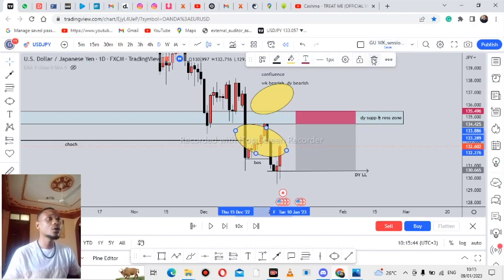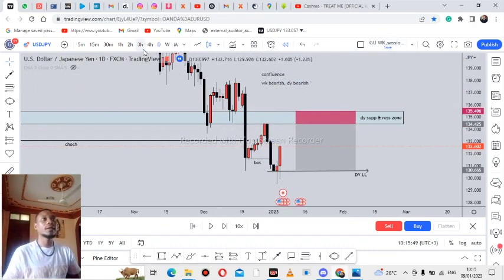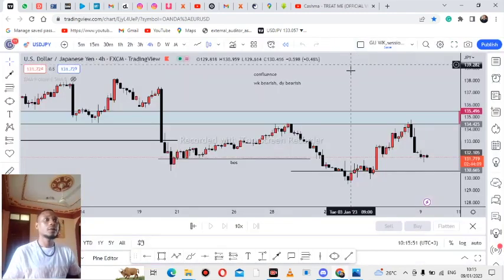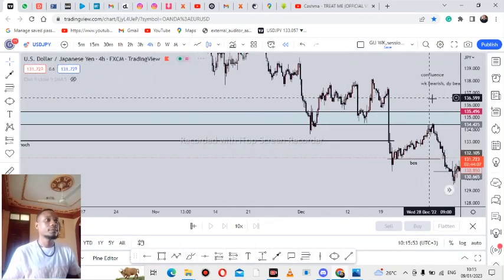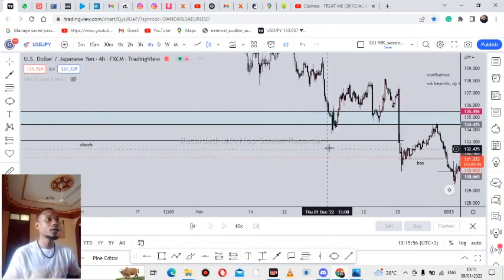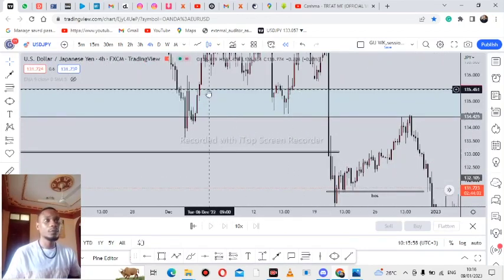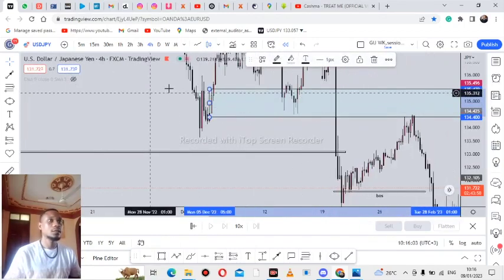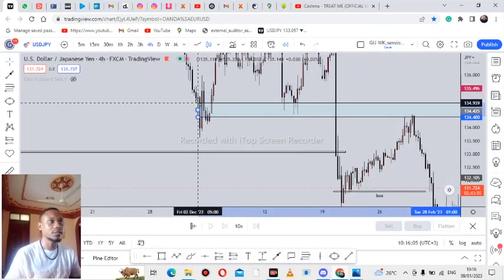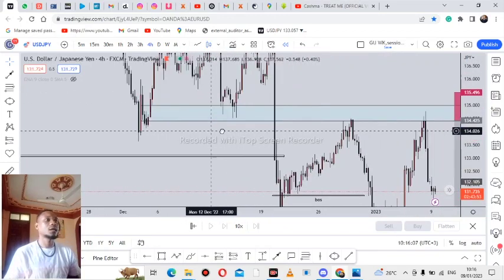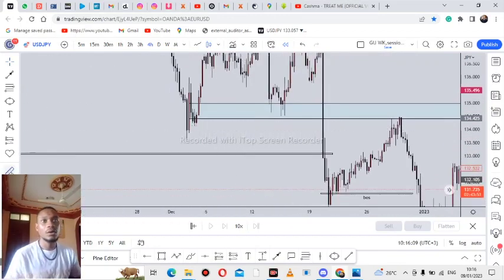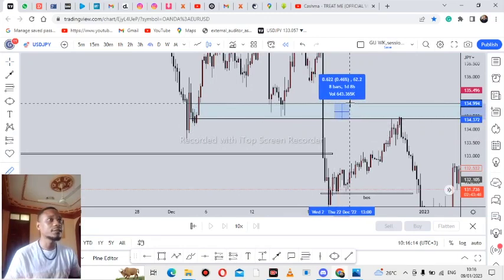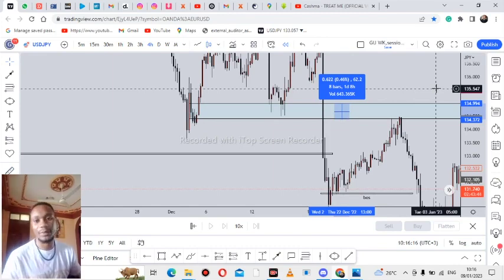So I will go to 4 hour and see how I can minimize my zone. Here, coming to 4 hour, I will probably minimize this zone up to this area. Yeah, this is making sense. So the number of pips is still 62. I don't take a trade with 60 pips on 4 hour.